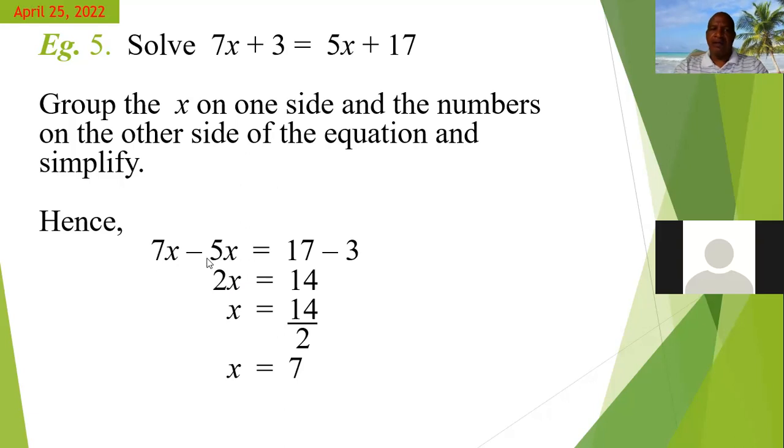All right, so we solve on the left-hand side: we subtract 5x from 7x, we end up with 2x. On the right-hand side, we subtract 3 from 17, we end up with 14. Now we are left with 2x equal to 14, so we need to get rid of that 2 from the left-hand side, and we have to divide both sides by 2. So when we divide the left-hand side by 2, we are left with x. On the right side, 14 divided by 2 will give us 7, so therefore x equals 7.